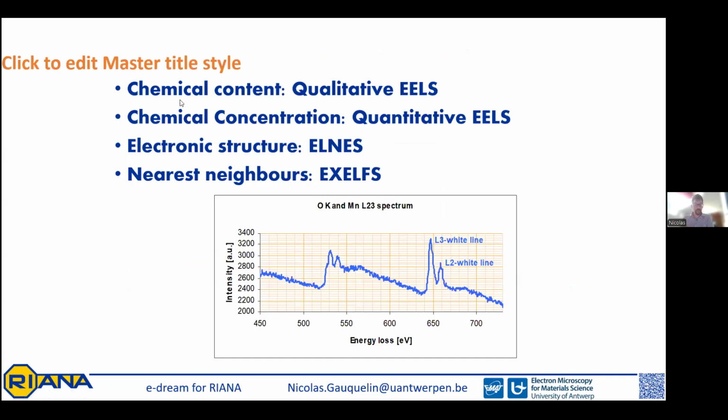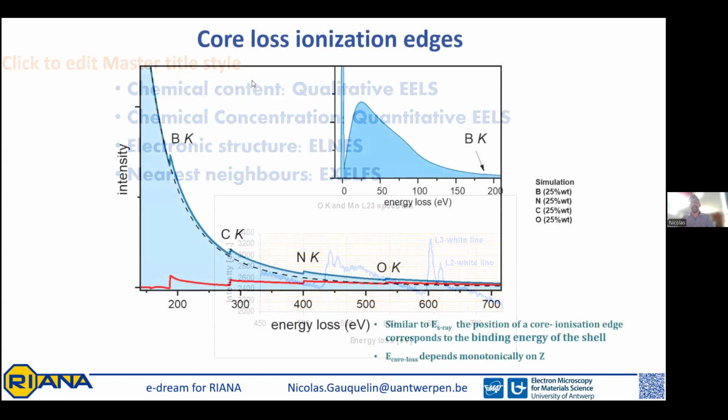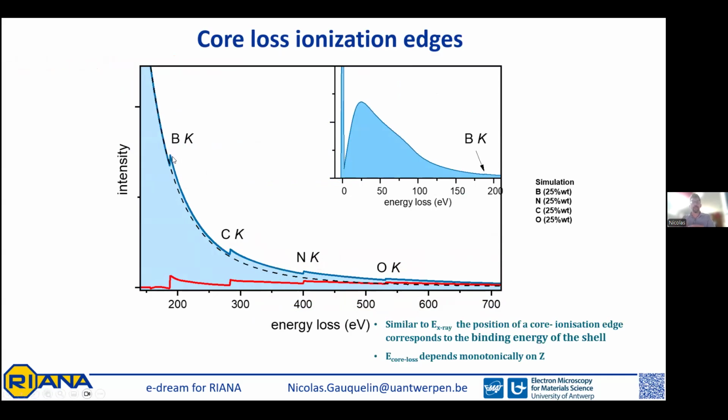What kind of information can you get from this core loss regime? Well, you can get the following. You can get chemical quantum, chemical concentration, electronic structure, and nearest neighbors through EXELFS, similar to EXAFS, which is less done because it requires a longer acquisition time.